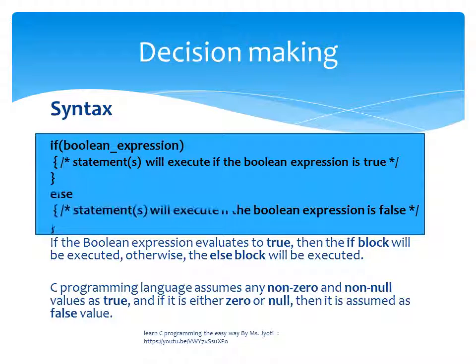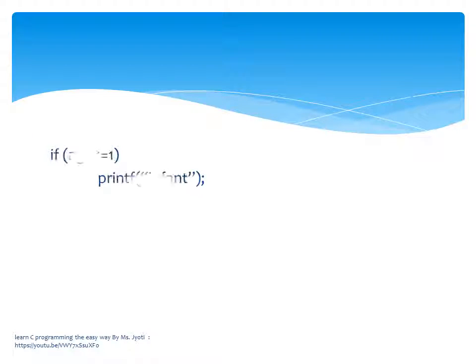Now what if you want to do something if the condition given in the if statement is false? You're going to put those statements in the else part. Now this is a simple example saying that if you have to take the age of a user and if the age is less than or equal to 1, you're going to print a message saying that it is infant.